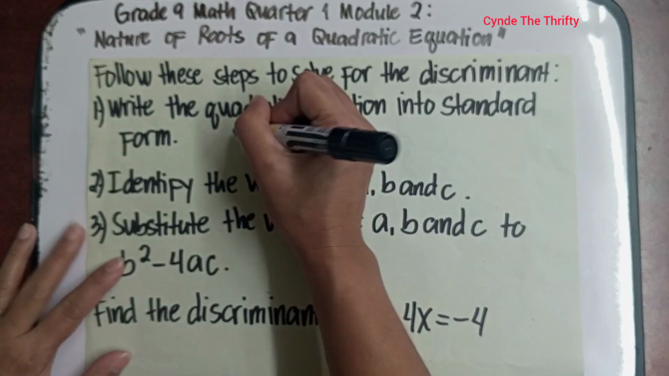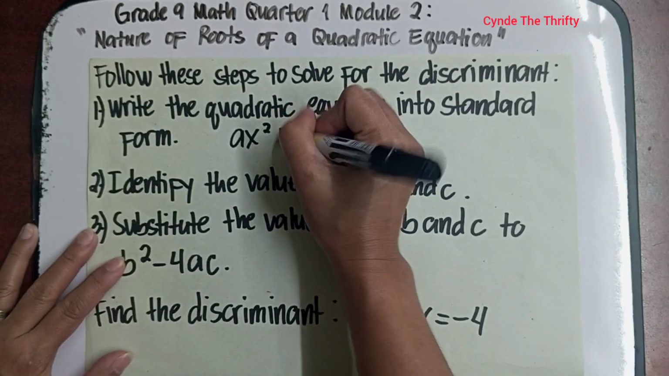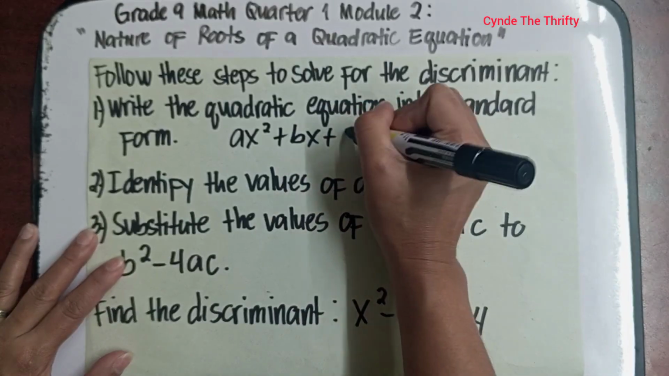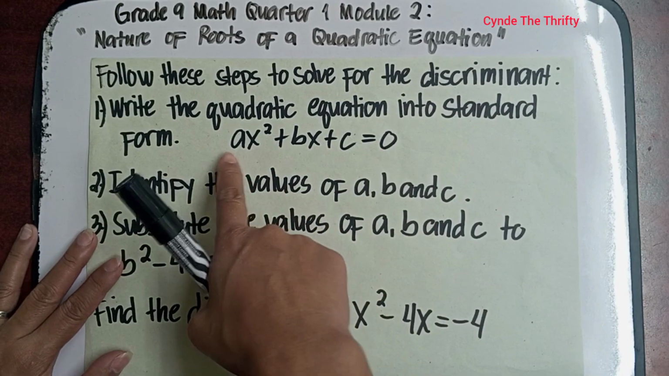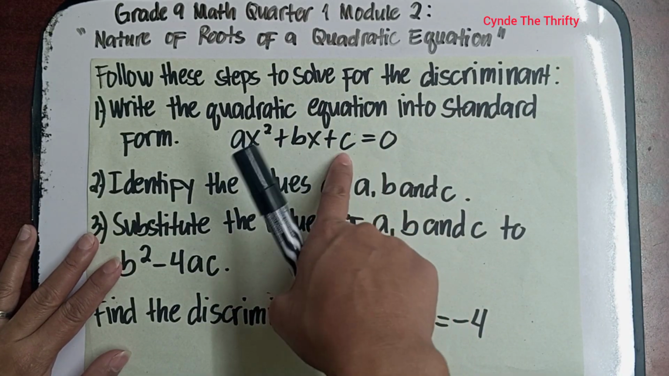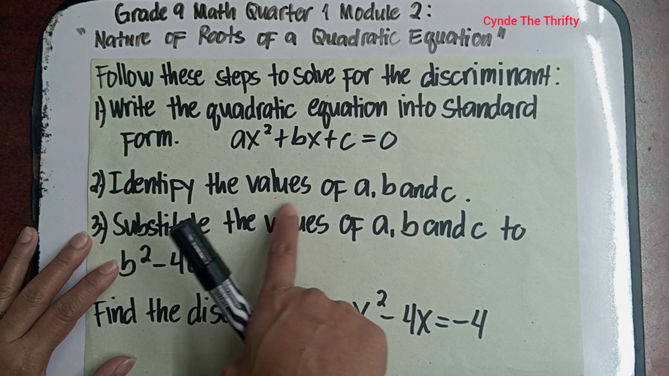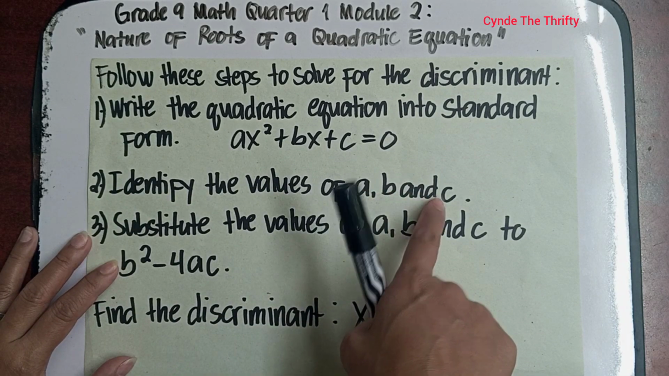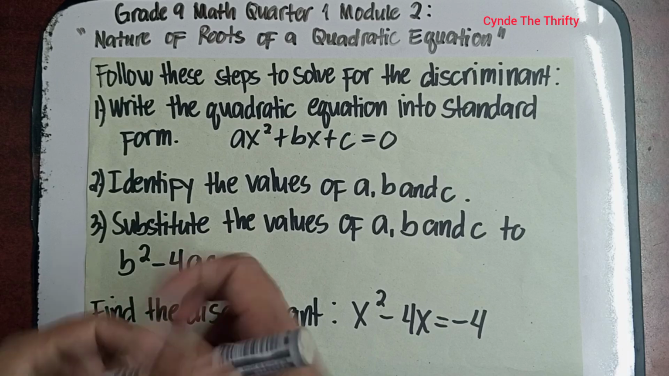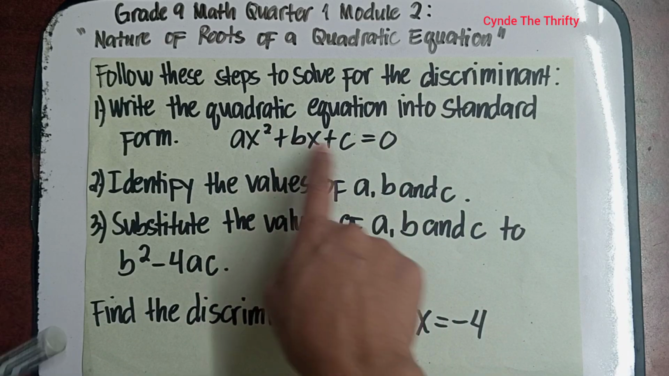Ano ba yung standard form natin? That is ax squared plus bx plus c is equal to 0. Okay, so ganito dapat ang iyong quadratic equation, naka-standard form. Next, identify the values of A, B, and C. So, i-identify mo na ang value kung ano yung value ng iyong A, ng B, at ng iyong C.